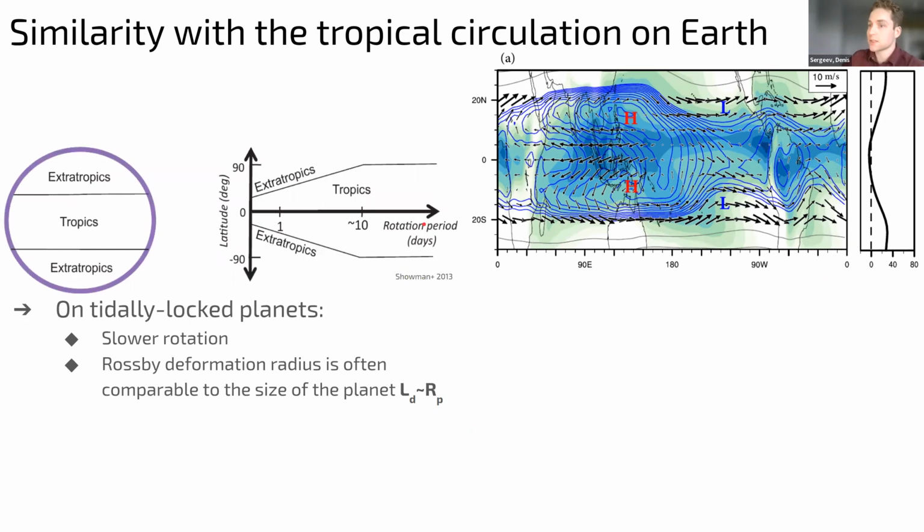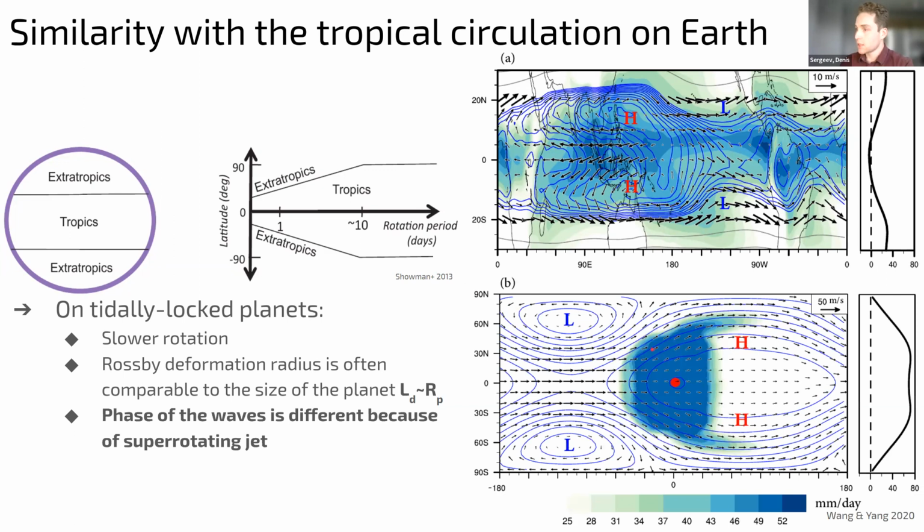However, on tidally locked planets, due to their typically slow rotation compared to that of the Earth, this Rossby deformation radius is often comparable to the size of the planet, as you can see from the schematic from Showman's review in 2013. When the Rossby deformation radius becomes comparable to the radius of the planet, we can assume that a circulation regime like that in the tropics envelops the whole planet eventually. And so many approximations and force balances become true over the whole planet.